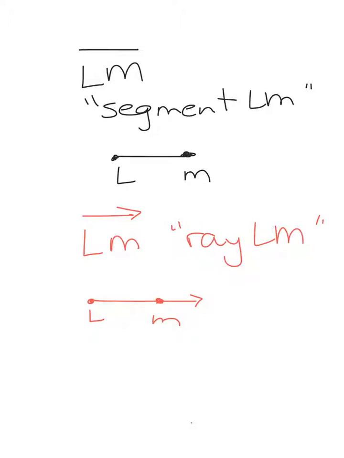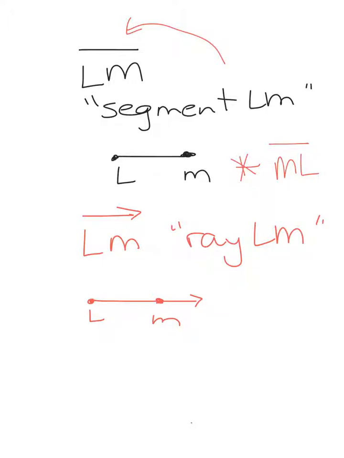So the first one we're going to look at is segment LM. So I put a segment bar on top. I know that I'm talking about this figure right here, L and M. They're each endpoints, so they're talking about segments. I could also name that one segment ML, and I would just write that like that.